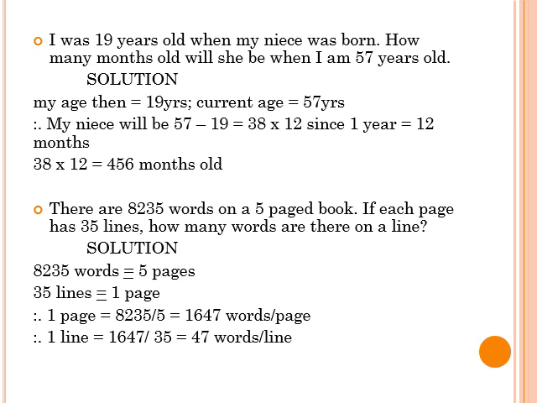But they are asking us how many words are there on a line. Mind you, in 1 page, which has 1,647 words, there are 35 lines. Therefore, the number of words per line is equal to 1,647 divided by 35, which gives us 47 words per line. Good.